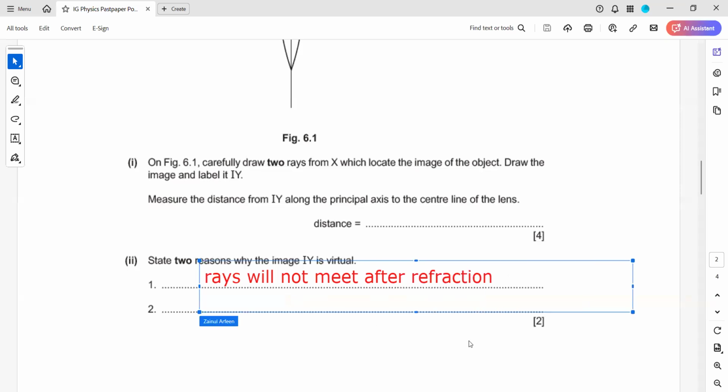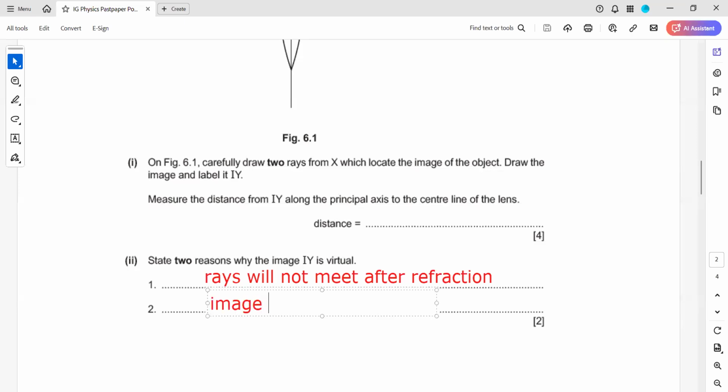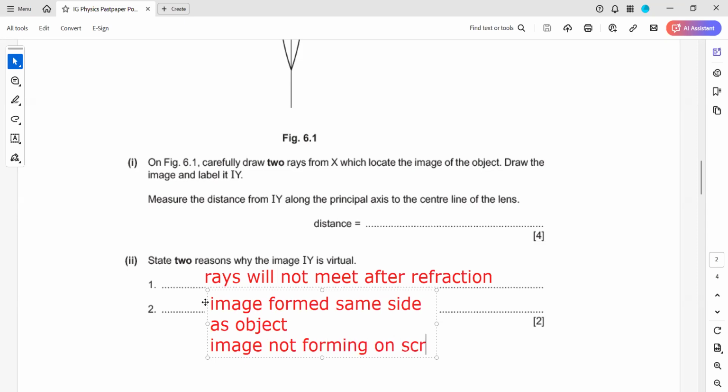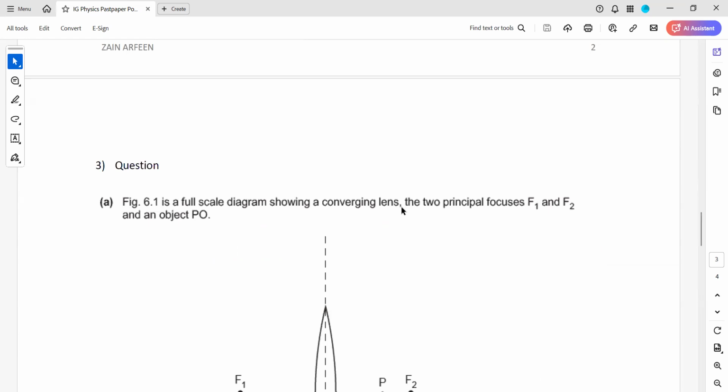And the second point: the image is formed on the same side as the object, or you can also say the image is not formed on a screen. If the image was forming on the screen, then it would be a real image. Real images formed by a convex lens are always inverted. Virtual images are always upright.